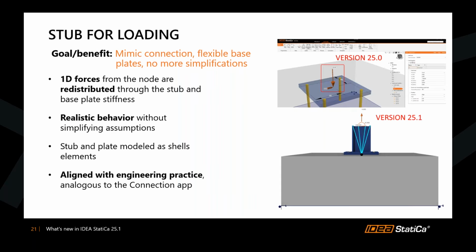But now you don't need to do it anymore, because in version 25.1 you can just put in the section of your, let's say, column section, and then put in the internal forces. Then what will happen is that this stub will actually help you redistribute the load, so it becomes more realistic. So you don't need this workaround with a rigid base plate anymore. Now you just select the correct section and put in the force.